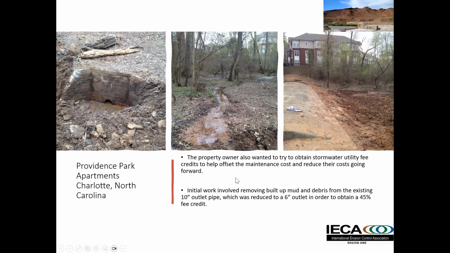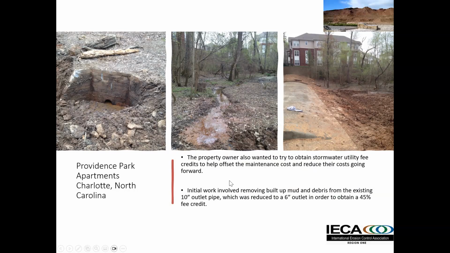Charlotte also has a very high stormwater utility fee. And the owners asked us while we were doing this if we could help them apply for stormwater credit to help offset the maintenance costs. So the initial work involved removing buildup of the mud and debris from the existing outlet. We reduced that outlet to a 6-inch outlet in order to obtain a 45% fee credit for the owners, and they were really pleased about that. The stormwater fee on this site was around $20,000 a year at the time, and so $10,000 a year savings was pretty substantial.